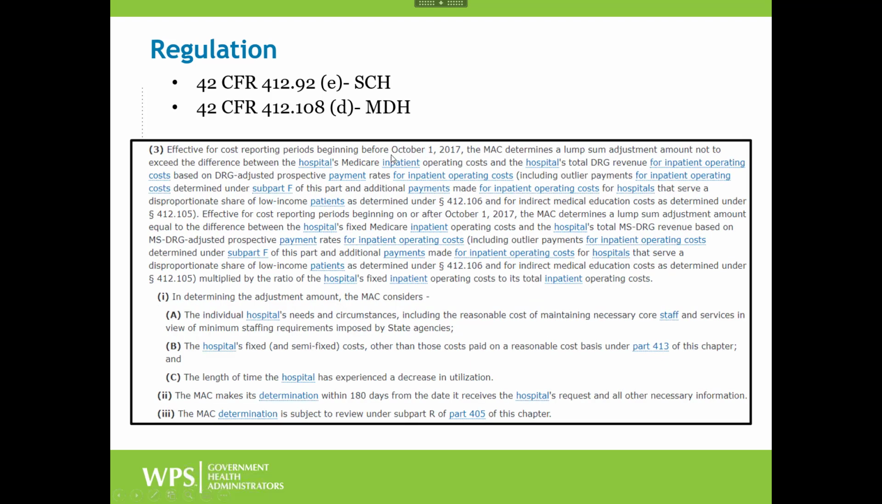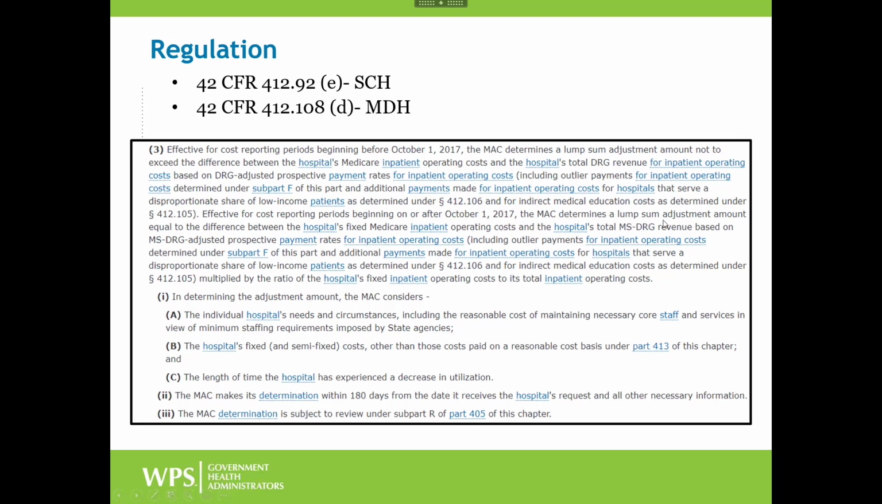Now, there were some changes on 10/1/2017. So this talks about cost reporting periods prior to that. It basically gives the actual calculation for it. We're going to focus more on the requirements after 10/1/2017 because obviously that's what the majority of the requests will be for at this point in time. So if we jump down to the middle of this paragraph, we have the on or after 10/1/17.